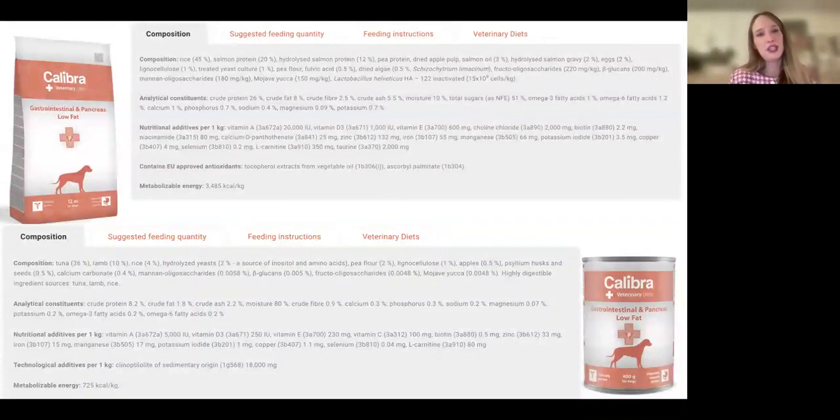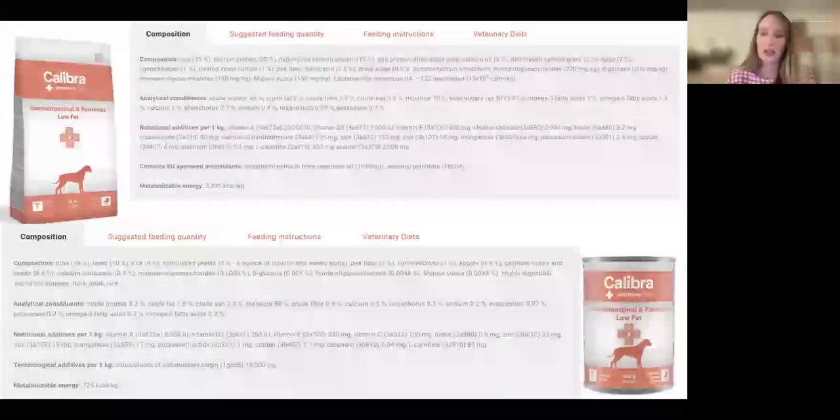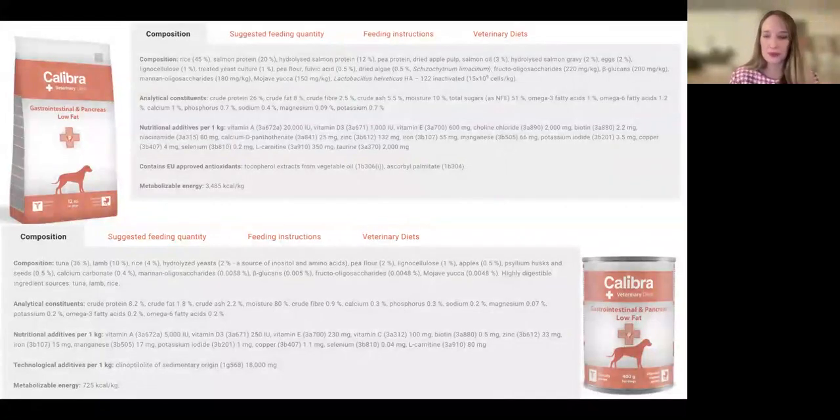And then with Calibra, we have quite a few options that we can choose from when it comes to novel protein gastrointestinal diets. They have quite a nice selection of 2 options of gastrointestinal diet that is also low fat with novel protein. The protein is normally coming from fish, and we see here in the can, it's also lamb. And the source of carbohydrate is rice. That is good because rice is really easily digestible, and we wouldn't expect any problems with digestibility there.